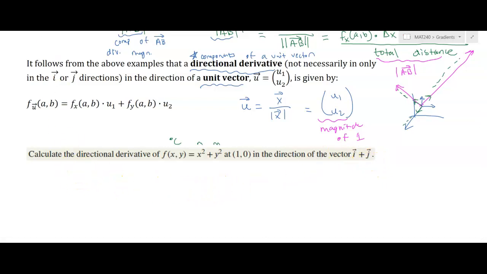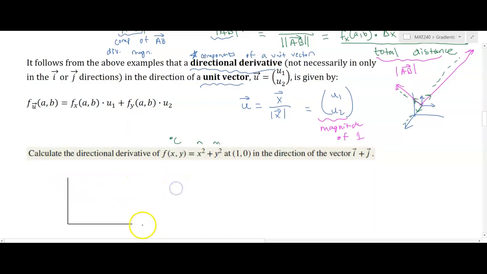So let's do a little bit of mapping here first. Here's our graph. Here's x. Here's y. And we're standing at the point (1, 0). So here we are at the point (1, 0). And we want to move in the direction of i plus j. So above us, here's the z-axis. The z-axis is coming straight out at you on the screen. There's some sort of surface hovering here, and we're standing on one point of that.